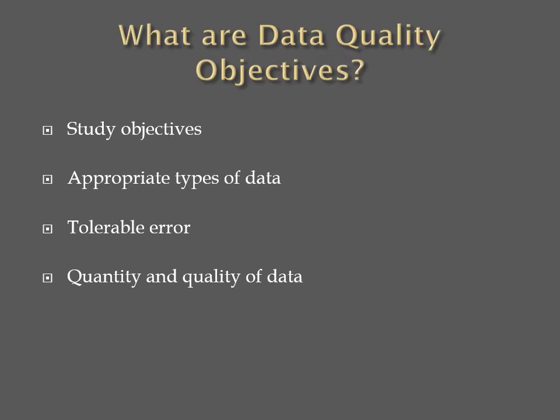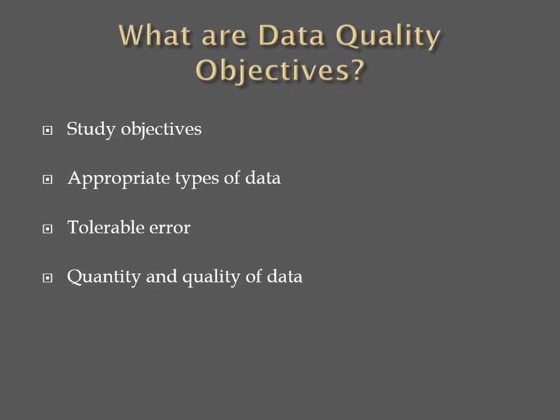So our DQOs, our data quality objectives, essentially state our study objectives. So, really what's the purpose? What are the appropriate types of data to solve a problem or make a decision that we need to make with that data? What's our tolerable error? That's really, really important for planning sampling.